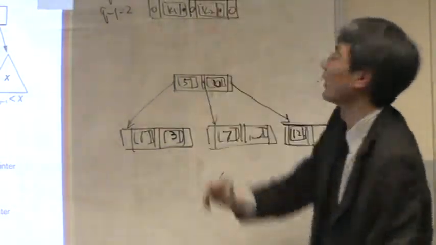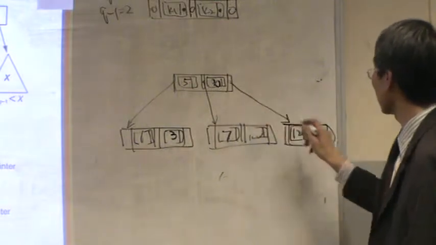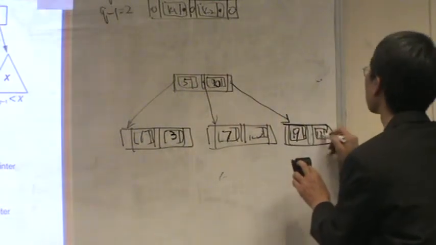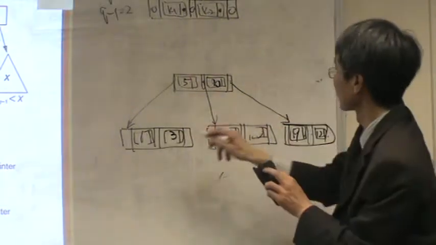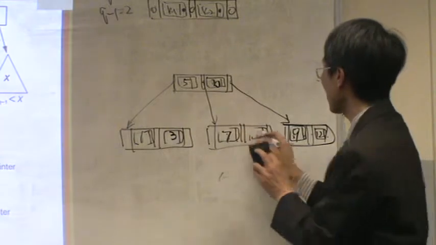Up to 12. What about 9? 9 is bigger than 8. So goes to here. We have space. So order 9, 12. 6. Bigger than 5, less than 8, goes to here. Yes, we have space.